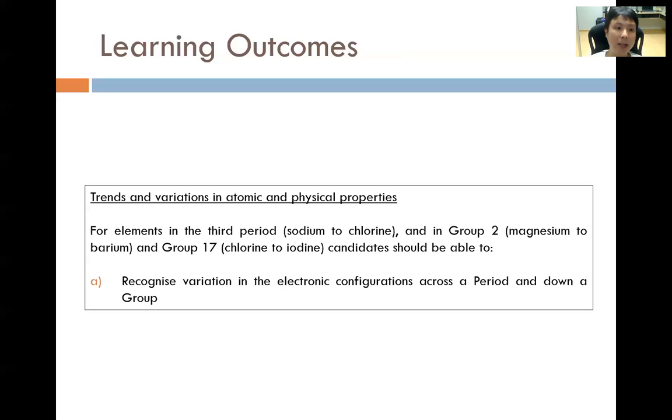Okay, so with that, I'm going to wrap up this video, and hopefully candidates are now able to answer this learning outcome. So to be basically able to construct the electronic configuration of all the elements across a period and also down a group.